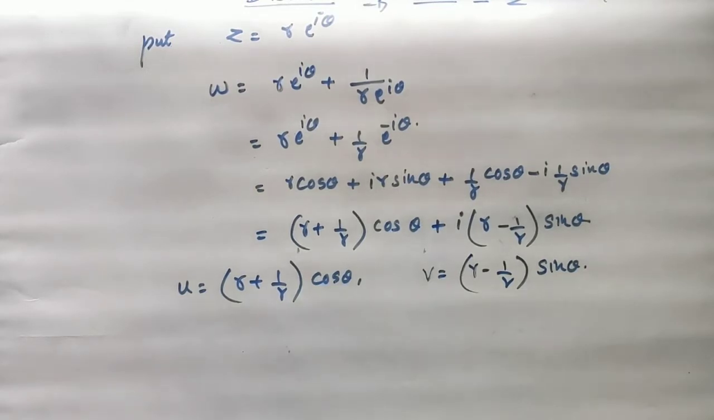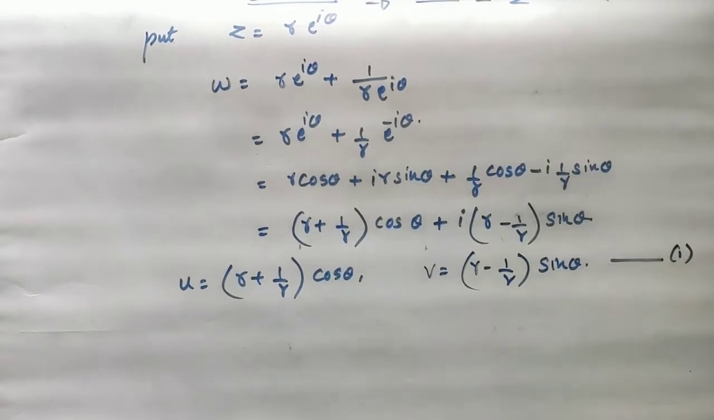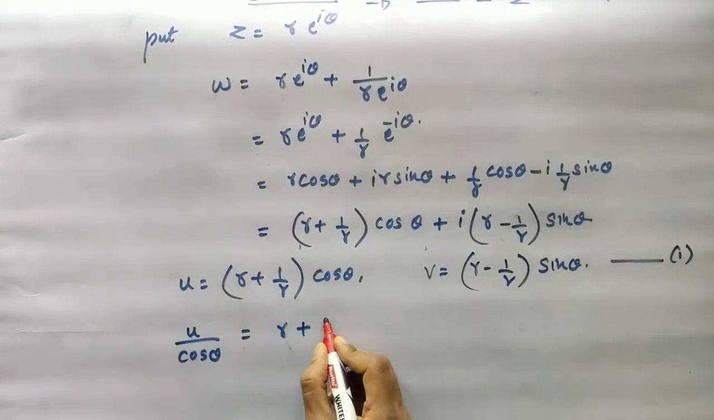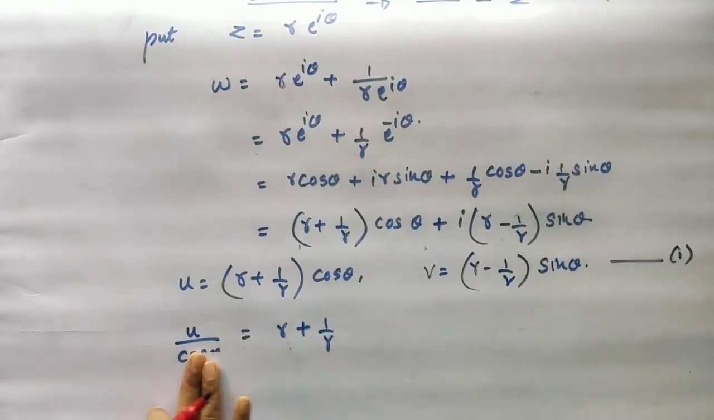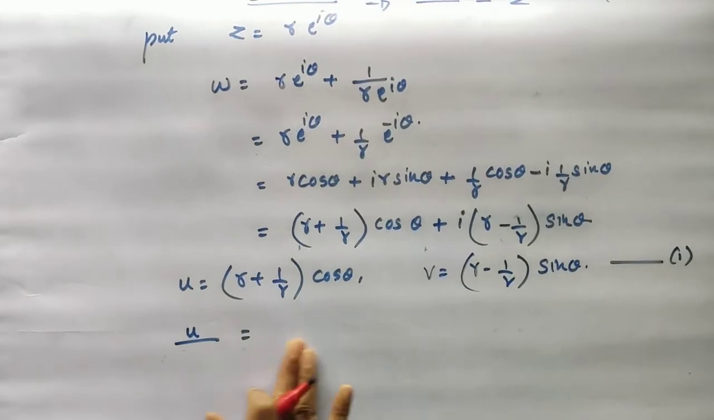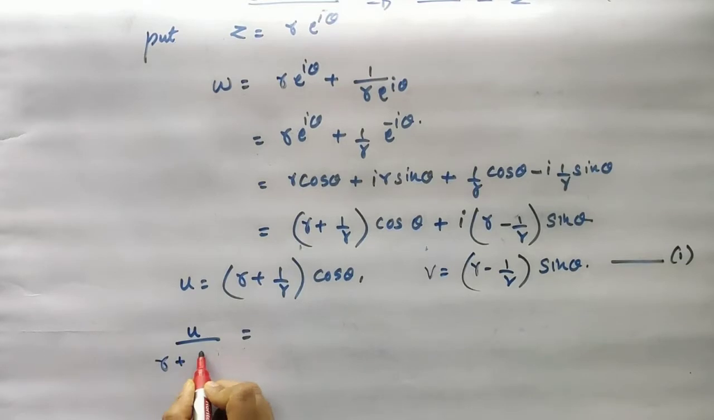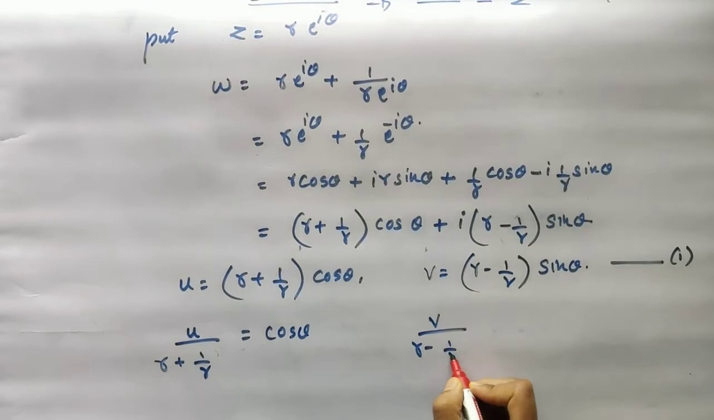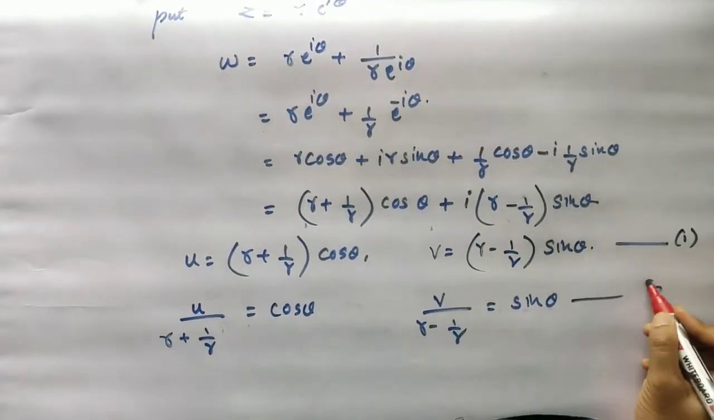Okay, so moreover, I can do certain things with this. I'll call this equation 1. Now the same equation 1 can be written as u divided by cos theta is equal to r plus 1 by r. Both I have to do, but for now I will do u divided by r plus 1 by r is equal to cos theta here, and v divided by r minus 1 by r is equal to sin theta. Call this equation 2.